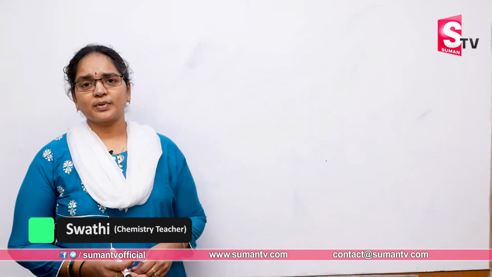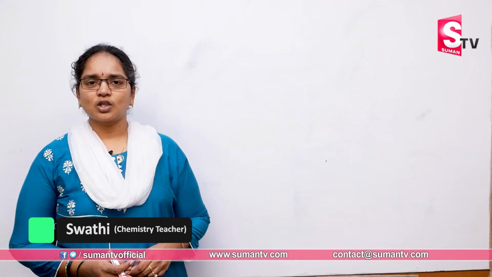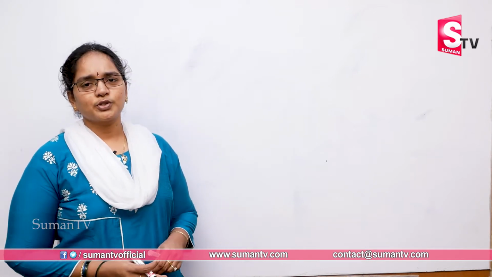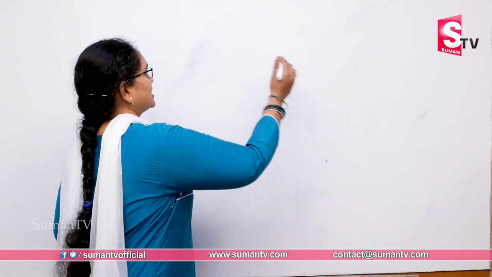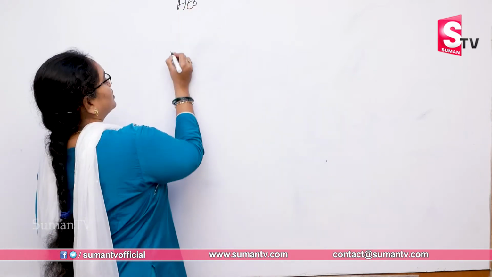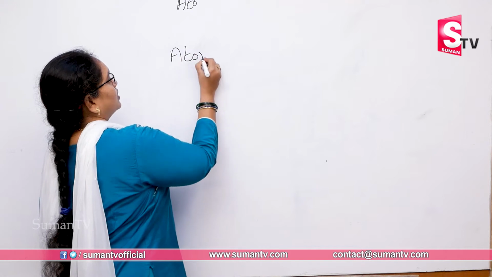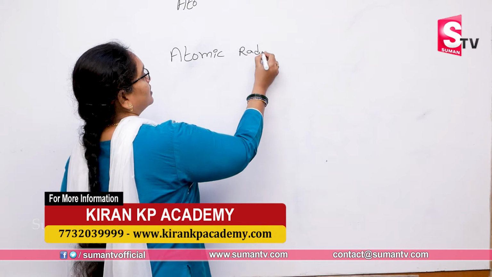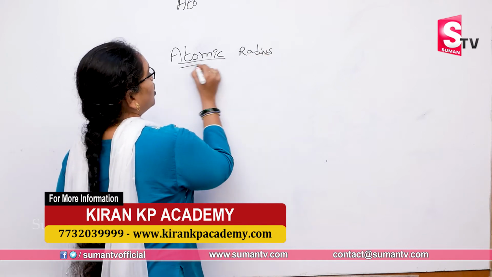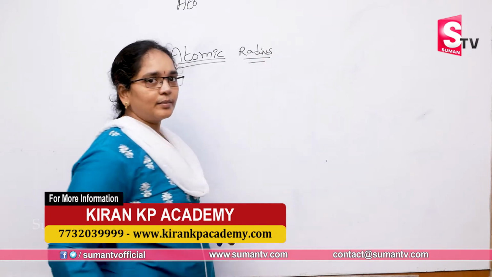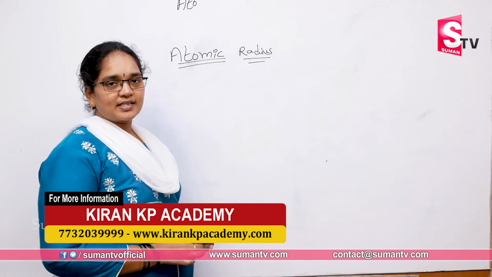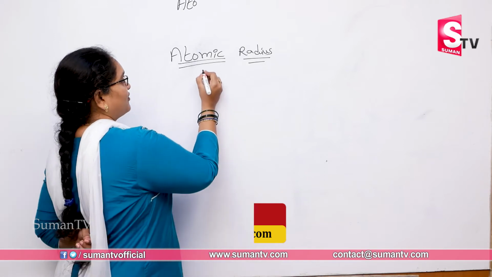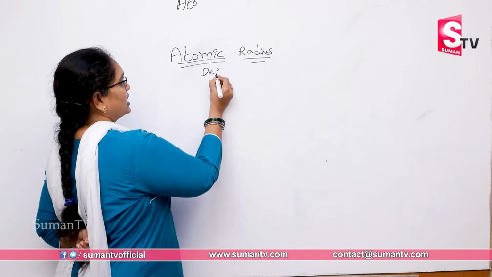In the previous video we discussed the concept of valency under the periodic properties. Now we are going to discuss the next property, that is atomic radius. Atomic radius is also called atomic size. So, what is the definition of atomic radius or size?